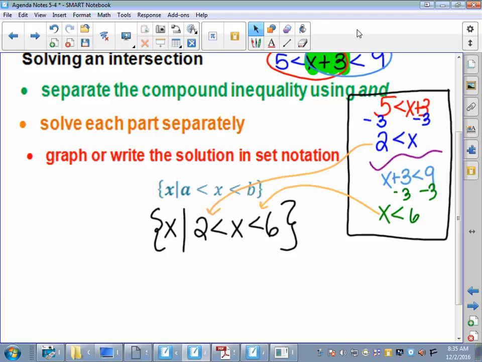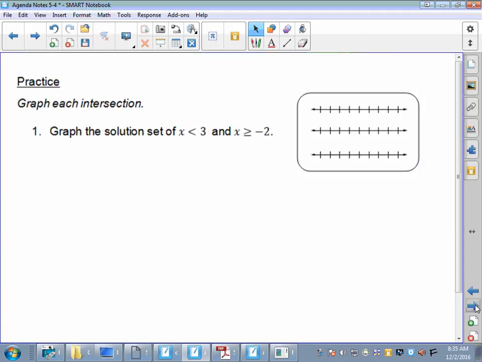So let's do an example. And there should be an and in between there, by the way. Let's graph the solution set of x is less than 3 and x is greater than or equal to negative 2. So notice how I gave you these little graph marks. I'm going to use this, and let's number these. Let's say if this is negative 3, negative 2, negative 1, 0, 1, 2, 3.